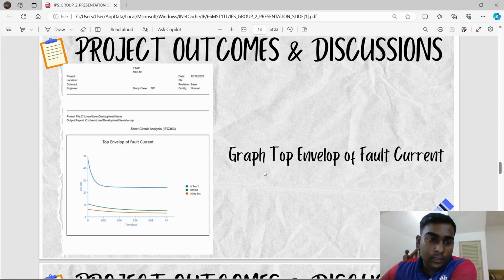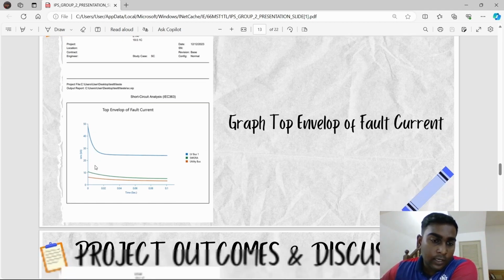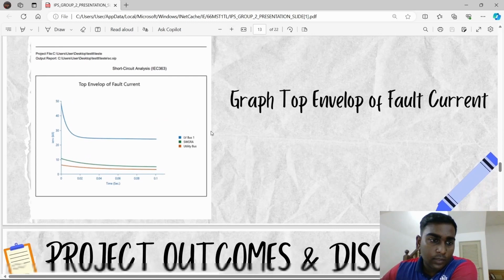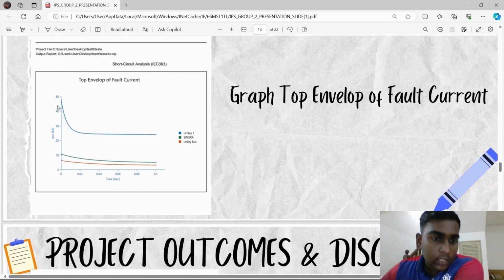First, we can see the top envelope of fault current. This is the short circuit analysis for the top envelope of fault current. We have here the low voltage bus 1, SWRG, and utility bus. We can see the current for the low voltage bus, which starts from 50, then slightly decreases and becomes stable at the time of 0.02 seconds.